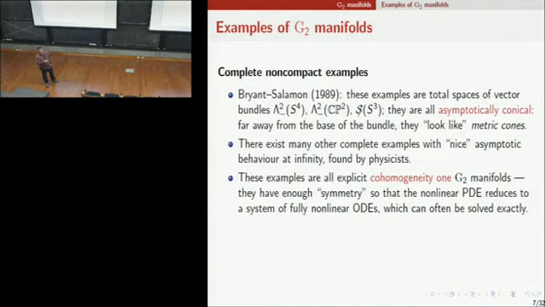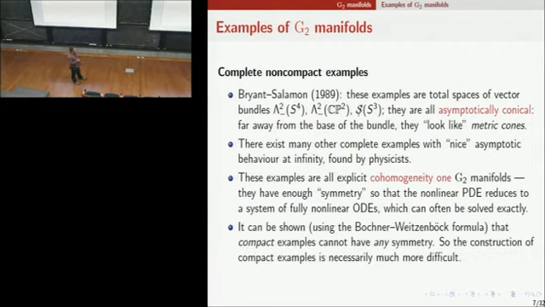Now we can't expect that to happen in the compact case. Just like in the Calabi-Yau world, you can't expect an explicit Calabi-Yau metric on a compact manifold. It's really a sort of transcendental problem. The best we can hope for is to prove that there exists one using analysis, but we're not expecting to be able to write it down. So I want to make a contrast between the non-compact and the compact situations. You can use the Bochner formula to show that a compact irreducible G2 manifold can't have any symmetry at all. So if you're going to construct compact examples that are irreducible, you can't use symmetry methods. So it's going to be much more difficult.